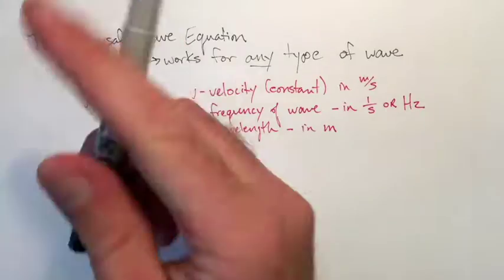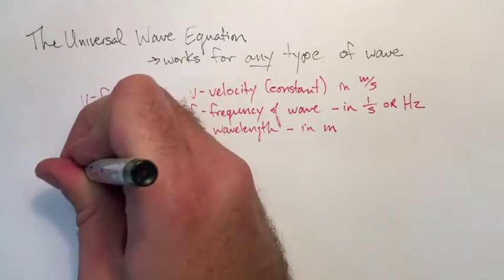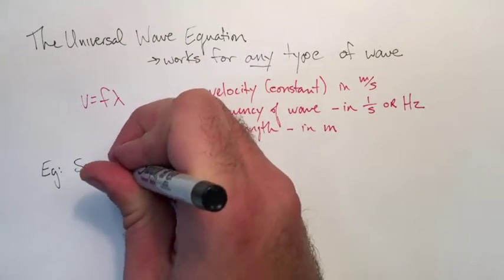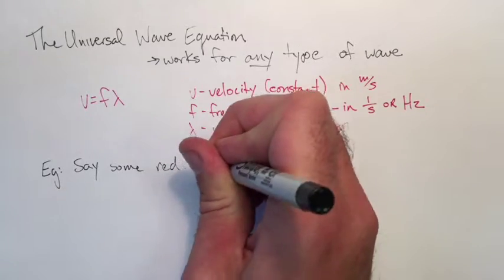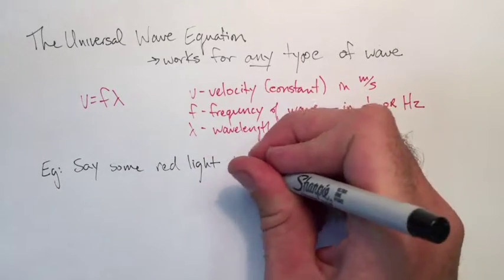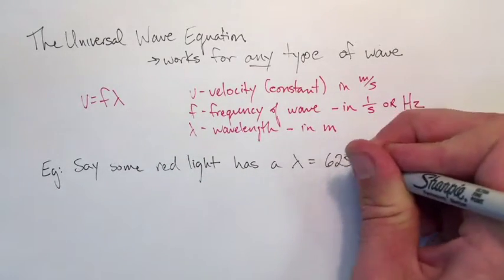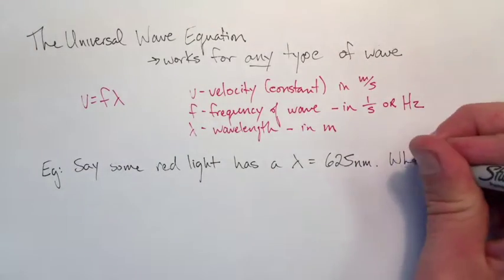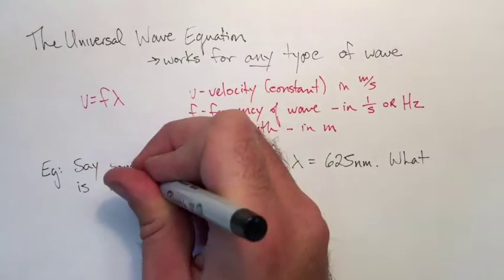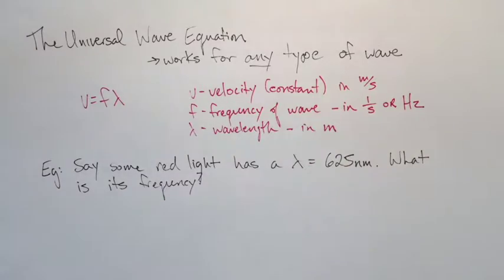So let's quickly use that here in an example. Let's say we have some red light, so we're going to use an electromagnetic wave, and we're going to shine it on a table, let's say. The red light is going to have a wavelength of 625 nanometers. Let's calculate the frequency of this red light.